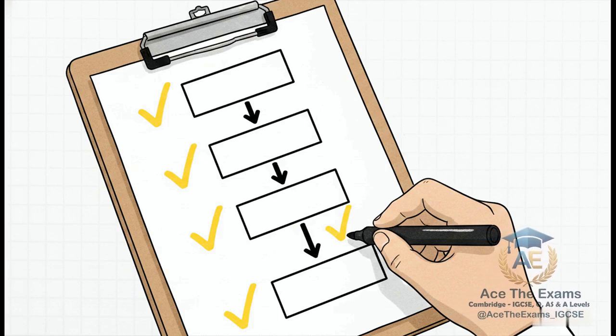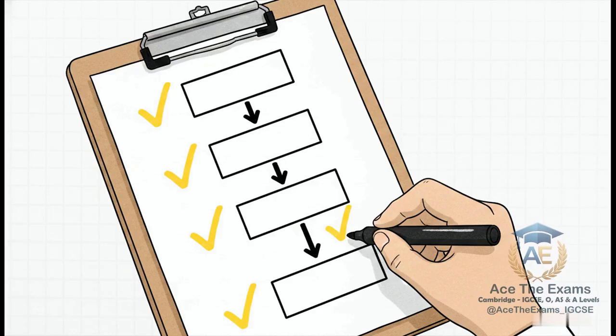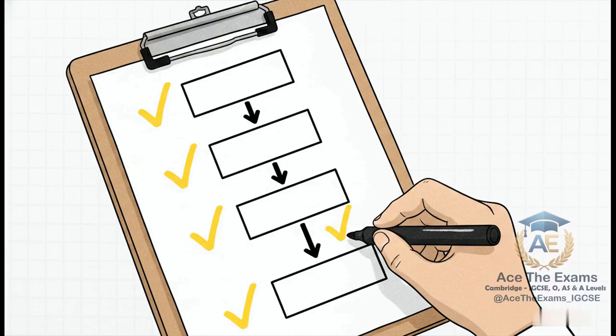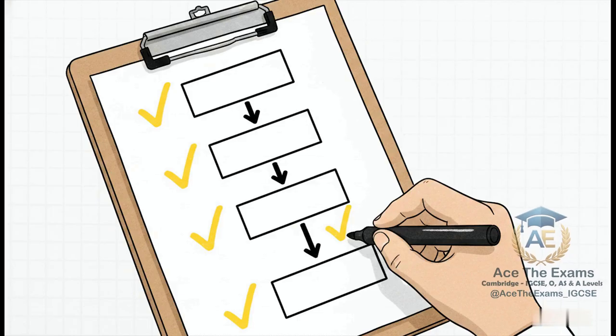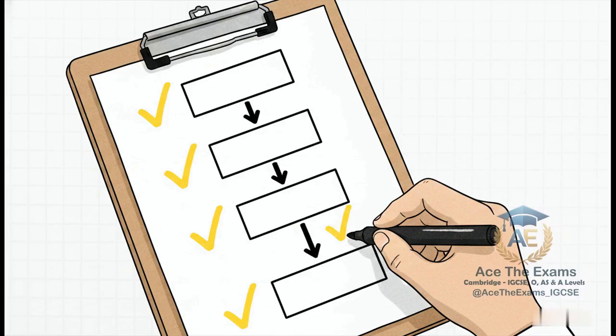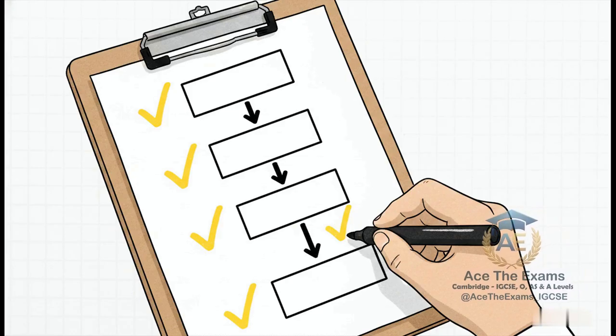Let's do a quick 30-second mental check right now. Think about the last practice answer you wrote. Did it clearly follow point, evidence, explanation, link? If not, you are leaving easy method marks on the table. When you make your thinking visible, you collect method marks all the way down the page.